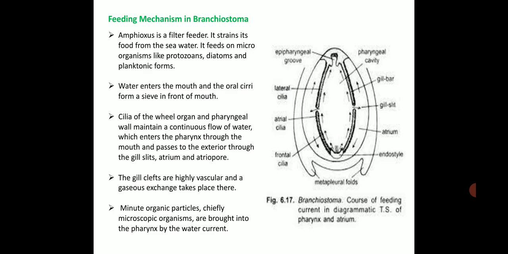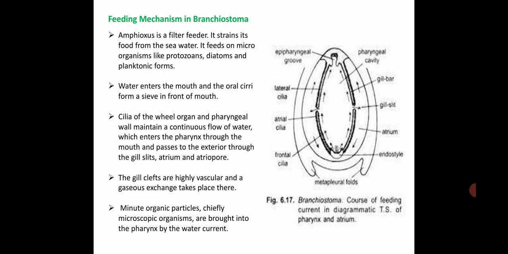Amphioxus is a filter feeder. It strains its food from the seawater. It feeds on microorganisms like protozoans, diatoms and planktonic forms. Water enters the mouth with the help of the oral cirri, which form a sieve in front of the mouth. Cilia of the wheel organ and the pharyngeal wall maintain a continuous flow of water which enters the pharynx through the mouth and passes to the exterior through the gill slits, atrium and the atriopore.